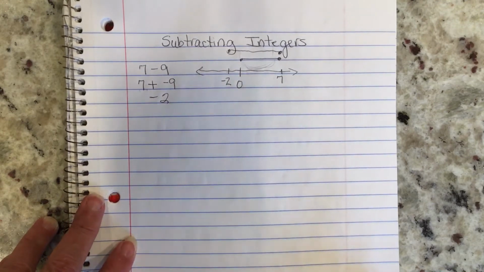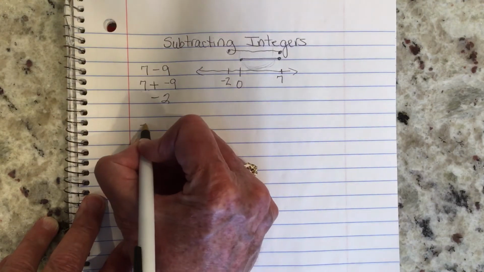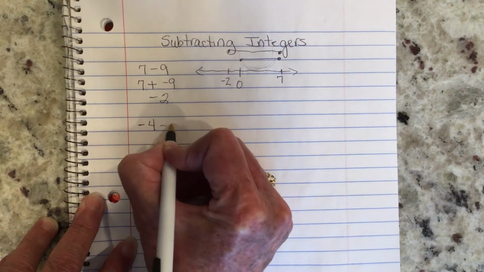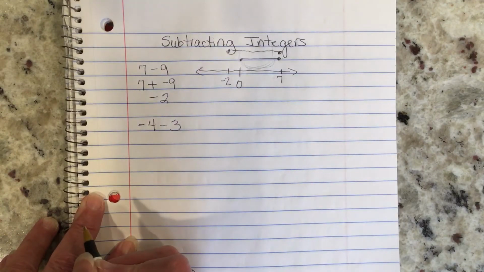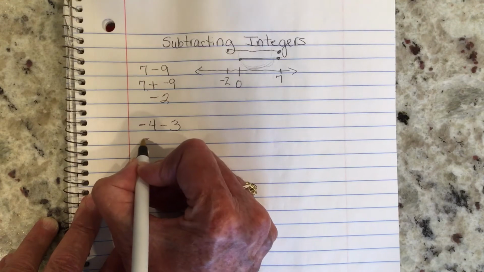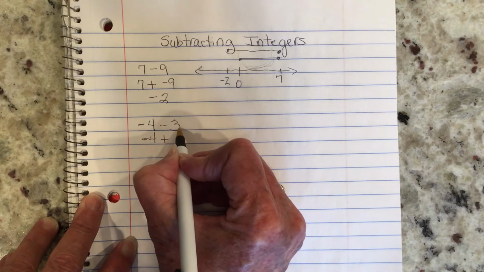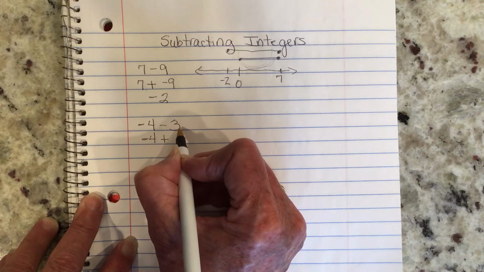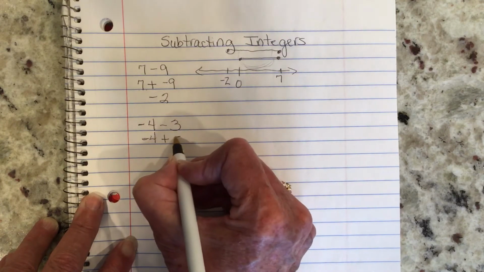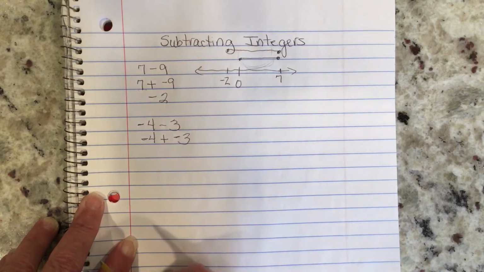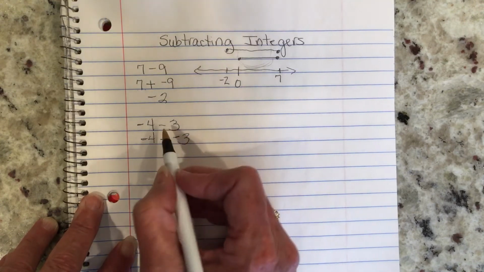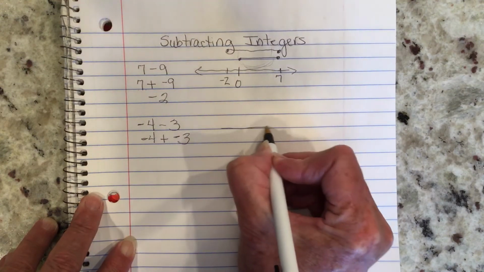All right, so let's try another one. Let's look at this one. Negative 4 minus 3. Well, we're going to change that into an equivalent addition problem by copy, change to addition, and then take the opposite of the next number. The next number is 3. The opposite of it is negative 3. So now we're looking at this on the number line.